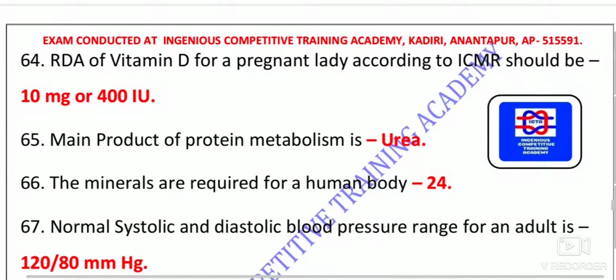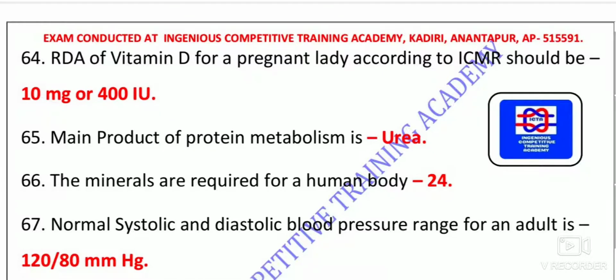The RDA of vitamin D, calciferol, for a pregnant lady according to ICMR should be 10 mcg or 400 IU. This is what you have to remember. The main product of protein metabolism is urea.